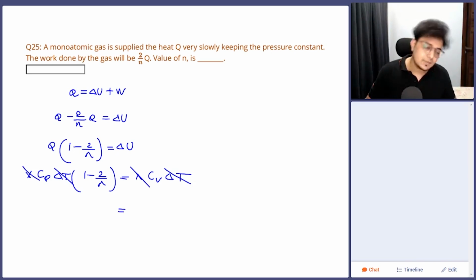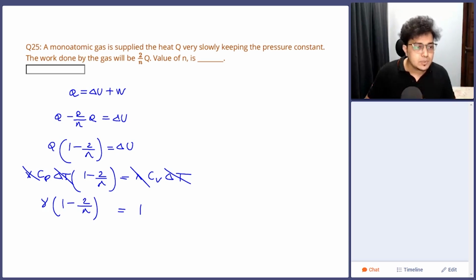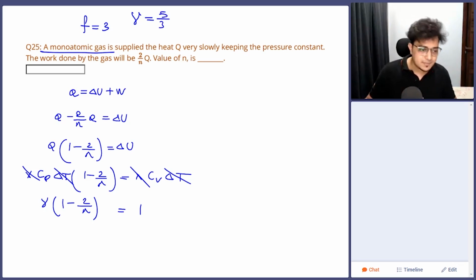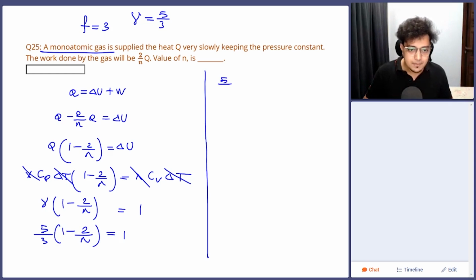CP and CV. CP by CV is gamma. So gamma times (1 minus 2 by N) is equal to 1. Now this is a monoatomic gas. So for monoatomic gas, degrees of freedom are 3 and the gamma value will be (F plus 2) upon F, so that will be 5 by 3. So 5 by 3 times (1 minus 2 by N) equals 1. Now open the bracket: 5 by 3 minus 10 by 3N equals 1.